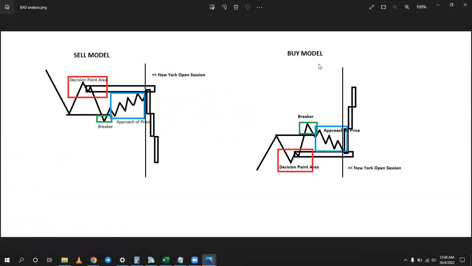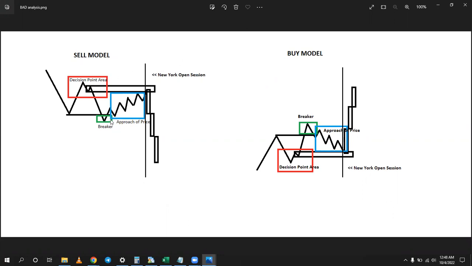So now the analysis, this is where we get our entries on the lower time frames, after identifying the market structure, identifying the trend, and putting all these dots together. Then go down to your lower time frame and look out for this model here. Now here we have our sell model over the BAD analysis.